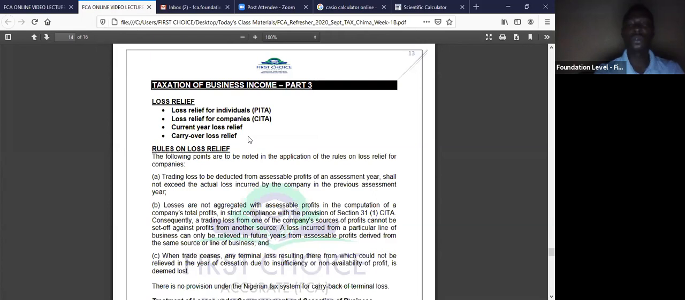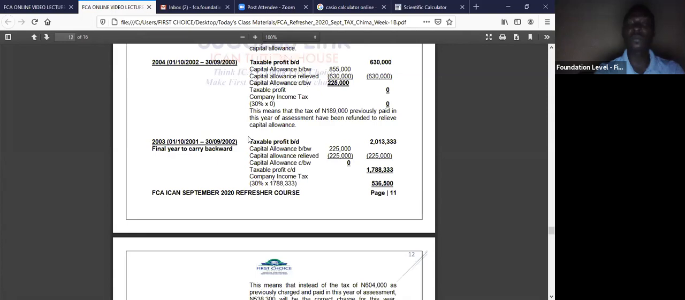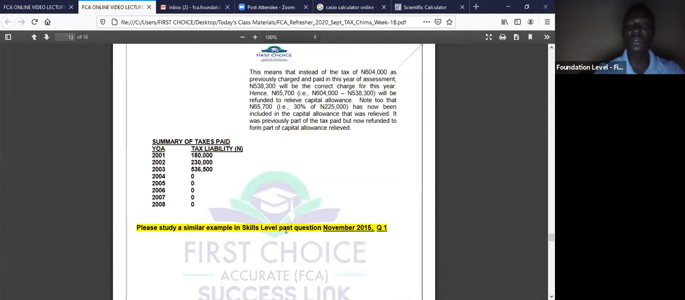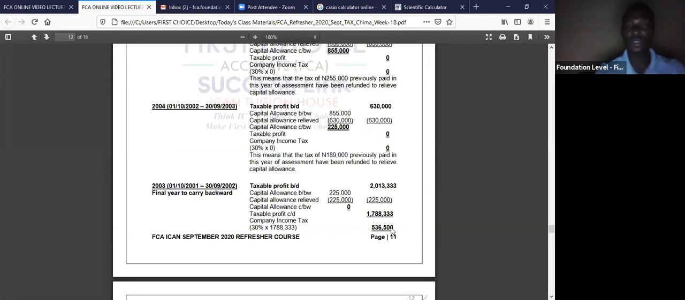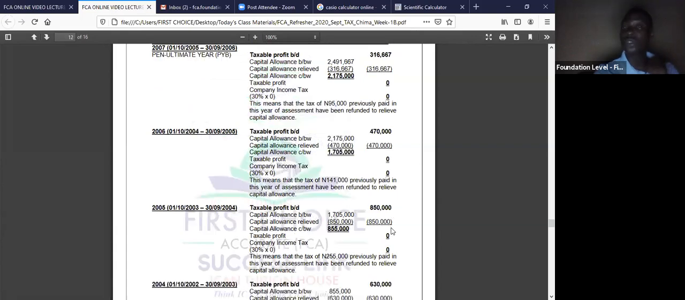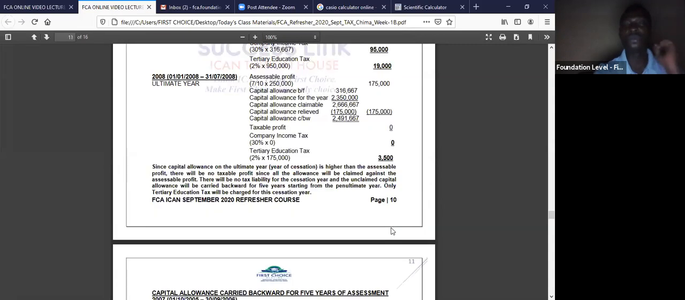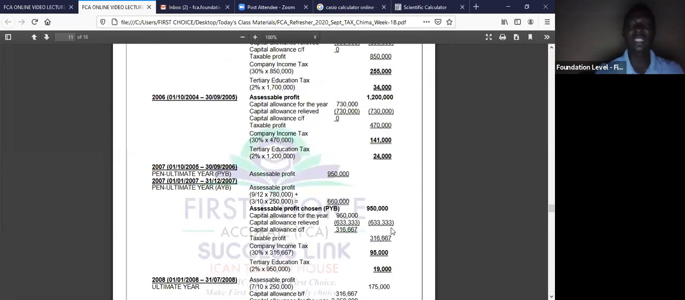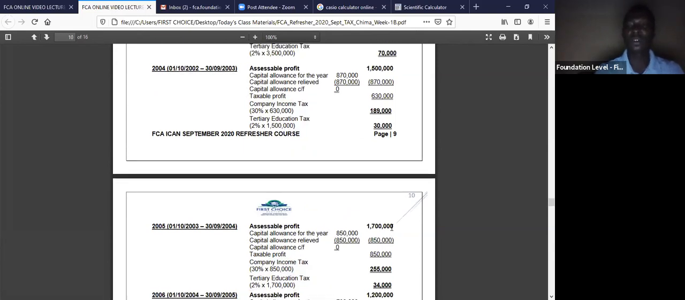We are going to look in detail at this carryback of capital allowance because they brought it in the skills level question 1, 2015. They brought something like this, and so that is why I am doing this one. This is not exactly the same question, though. So just look at this pattern I'm going to solve for you and go and do that example to facilitate your knowledge. So right about now, we will be ending our class.